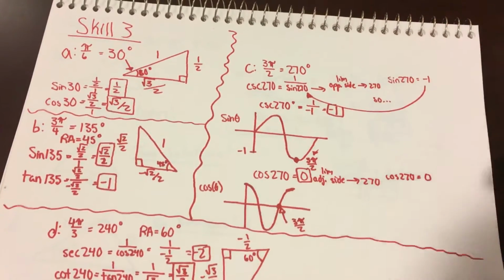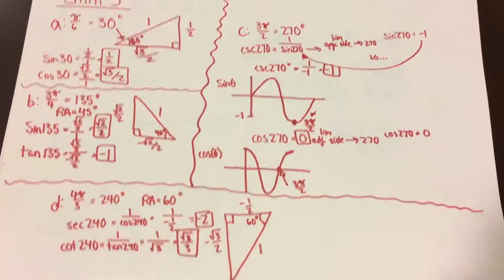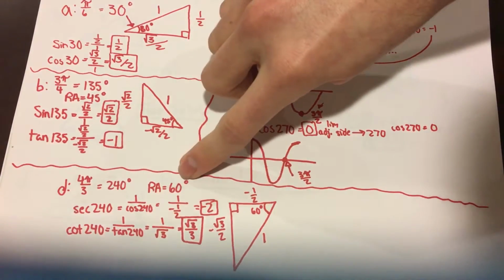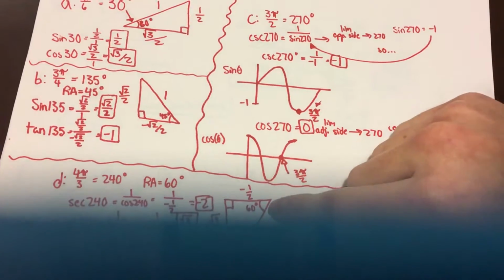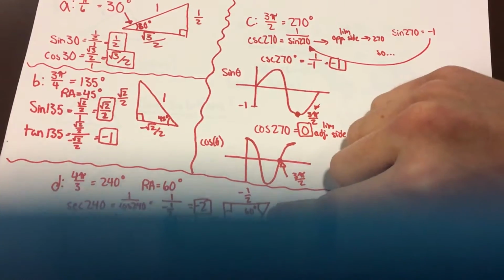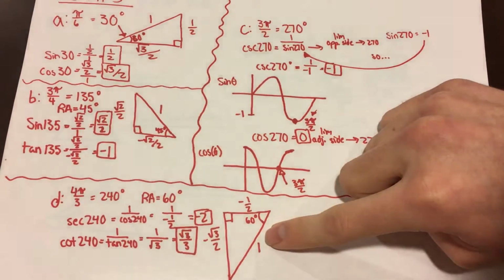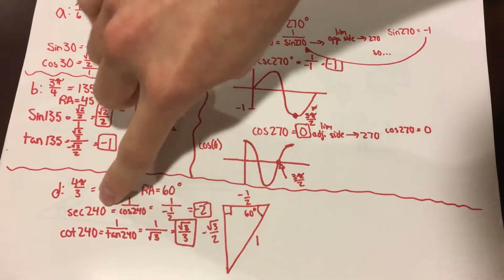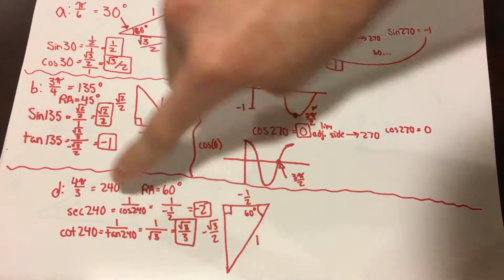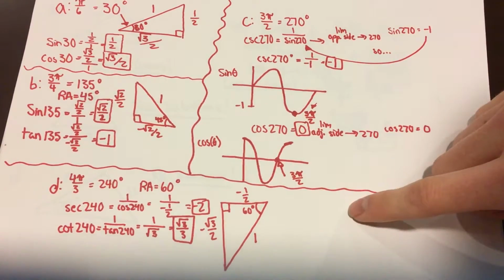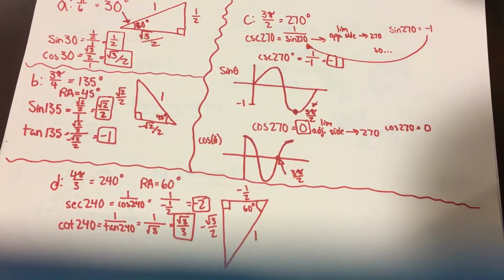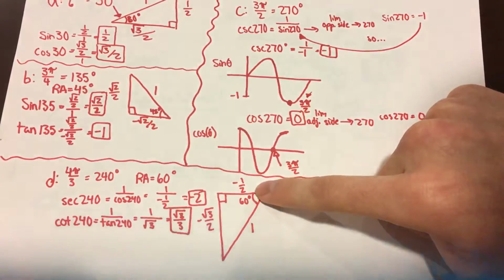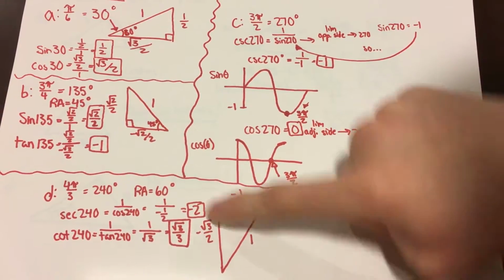So here. For the last problem, I had 4 pi over 3 or 240 degrees with a reference angle of 60 degrees. So I know that this is a regular 30, 60, 90 triangle, so I can use the appropriate special triangle laws. For the secant of 240, I know that secant is the reciprocal of cosine, so it's 1 over cosine 240, which is just the hypotenuse over the adjacent side. So it would be 1 over -1/2, so just -2.